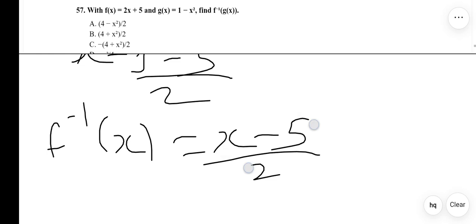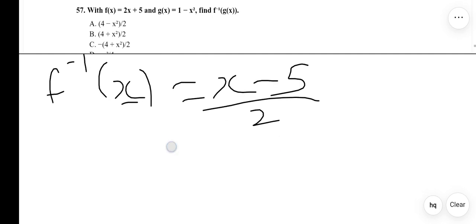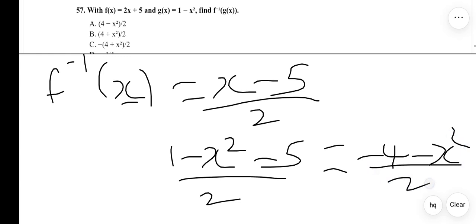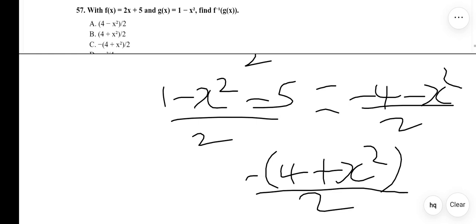So f inverse of g of x, anywhere I see x, I will change it with the value of g of x, which is 1 minus x squared. So I'm changing x with 1 minus x squared, minus this 5, all over 2. So 1 minus 5 will give me minus 4 minus this x squared all over 2. Because this one is valuing minus, so minus is common. This one remains 4, this one remains plus x squared, then all over 2. So the answer that fits in is this option C.